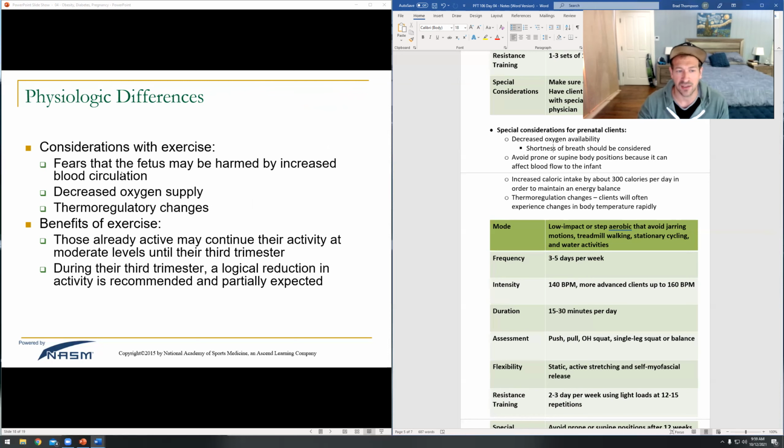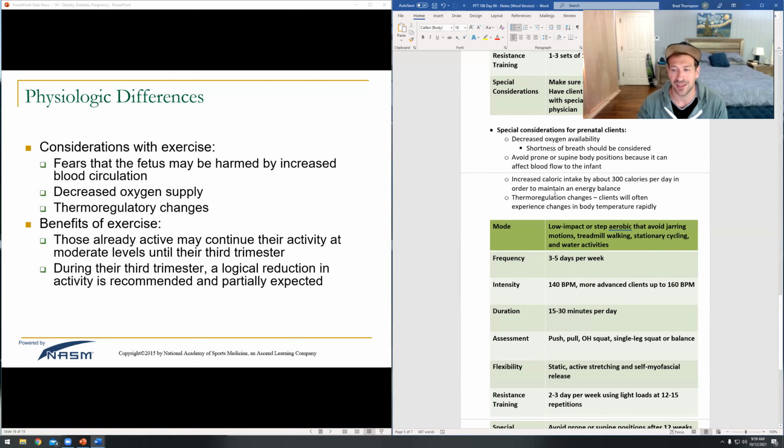The fear about the fetus being harmed by exercise, because, oh, well, you're exercising, so all your blood's going to your muscles and it's not going to the baby. Not true. You don't have to worry about stuff like that. The idea that increasing body temperature is dangerous, not true. Shouldn't have to worry about that.